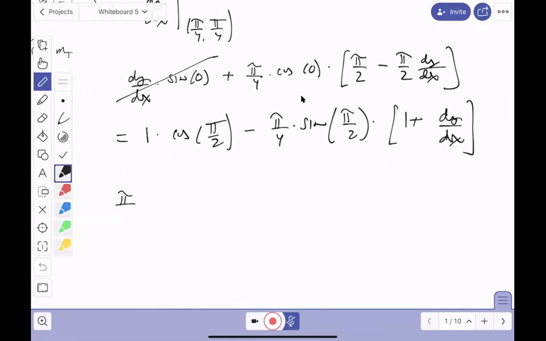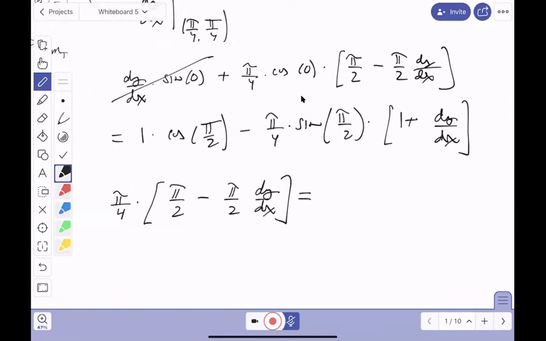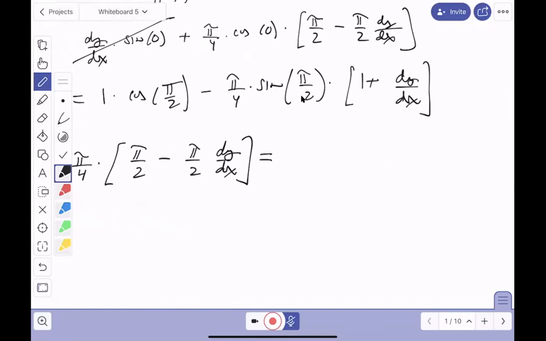Get pi over 4, pi over 2, minus pi over 2, dy dx. Things are getting smaller. What's cosine of pi over 2? 0. What do you get? Minus pi over 4 times sine of pi over 2. That's going to be 1, times 1 plus dy dx. It is work.